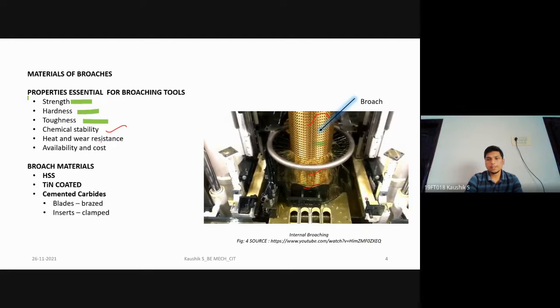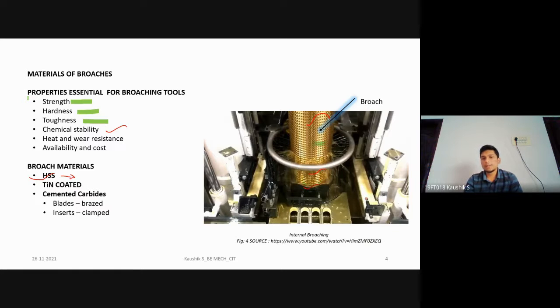Some of the broach materials which are widely used in industries are high-speed steel. High-speed steel has a very high impact strength. That is one reason for the high usage of high-speed steels.